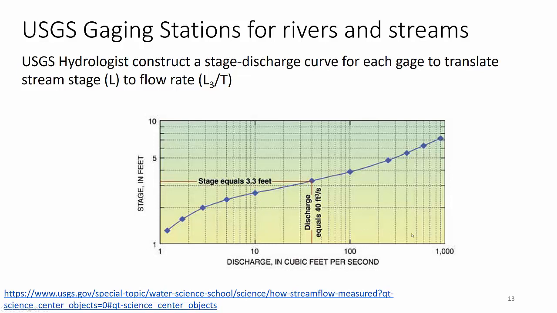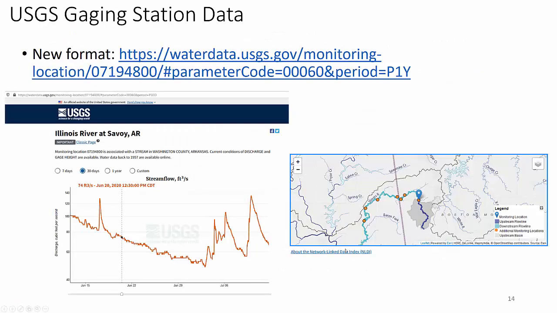And notice that these are both on log normal scales in order to compress the extremes. USGS has a new format for their system, which I don't really like, but there it is. It's a simplified, sort of dumbed down version of their data-rich flow data. But I picked a point, the Illinois River at Savoy, Arkansas, from the month of June 14th through July 12th. So you can see at this particular point, June 20th, we had a discharge of about 74 cubic feet per second.